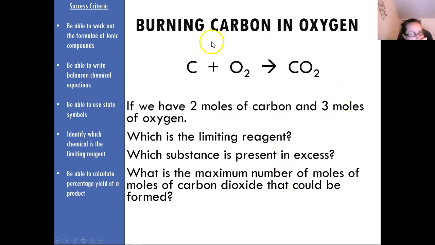So, if I look at my equation, I can see that 1 mole of carbon reacts with 1 mole of oxygen to make 1 mole of CO2. So that means that the 2 moles of carbon are my limiting factor. My 3 moles of oxygen means that my oxygen is in excess. And since 1 mole of carbon makes 1 mole of CO2, I would make a maximum of 2 moles of CO2.